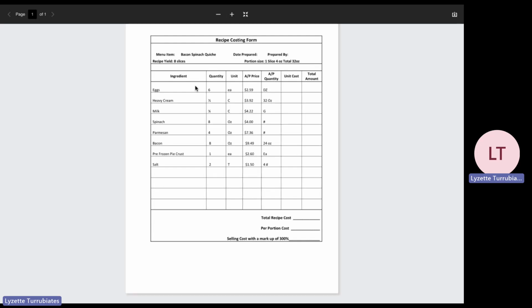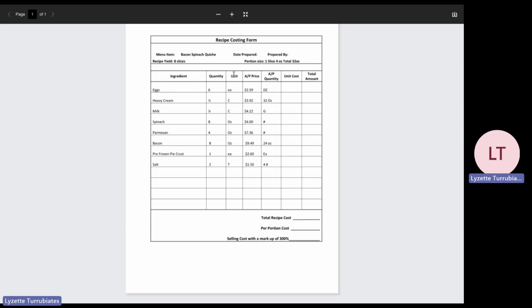So the categories listed below are going to be ingredients is the first one because we need to know what ingredients are going to go into our recipe. And then quantity is how many. So if you had a recipe in front of you and it said half a cup of heavy cream, that's the quantity. So we need a half of whatever the unit is, right? So for eggs, we need 6 eggs. So that's the quantity. That's how much we're going to be using in the recipe.